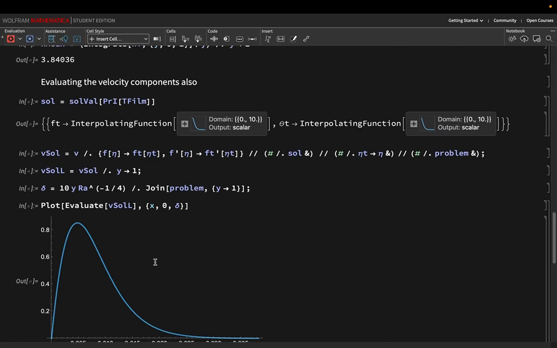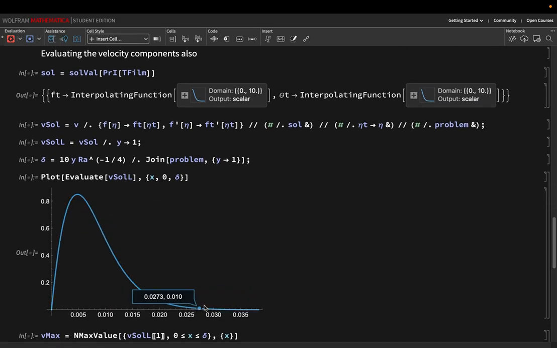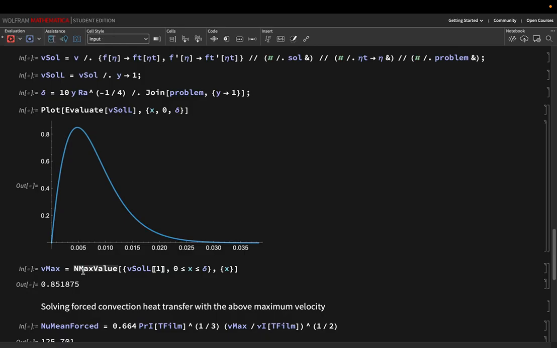This gives me a velocity profile where the peak velocity is around 0.85 meter per second, occurring around 0.0045. This is just a function that does this automatically. Instead of reading from the plot, you can take the maximum value of the velocity solution over the range 0 to delta with x as my variable. It will determine the value to be around 0.851 meter per second. Once I have this velocity, I use it to compute the heat transfer coefficient if it were a forced convection case.